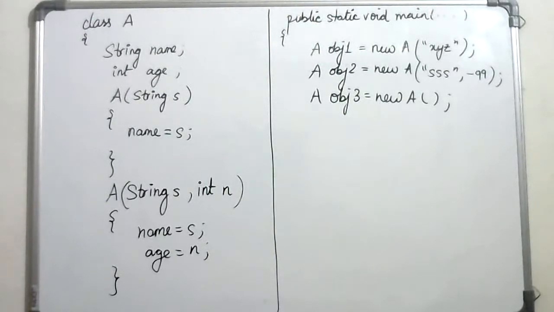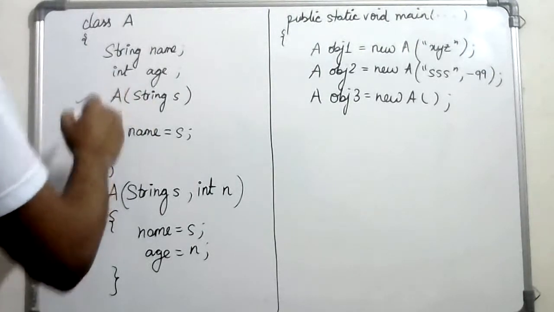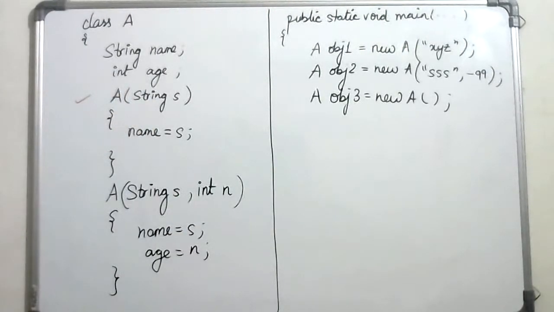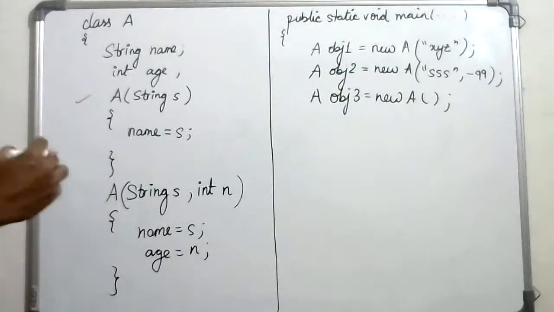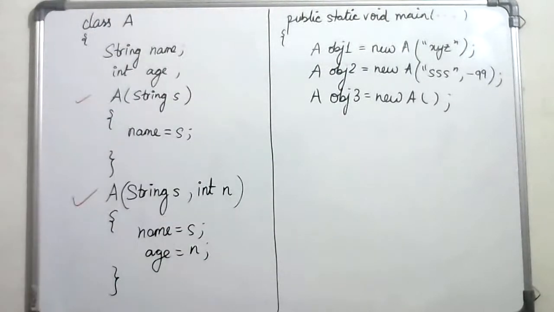The first object is initialized by the constructor that takes a single argument, which is this particular constructor. So the first object is initialized by the first constructor. The second object is initialized by the constructor which takes two arguments, because I'm passing two arguments to the constructor call there. The third object, however, is initialized by the default constructor.